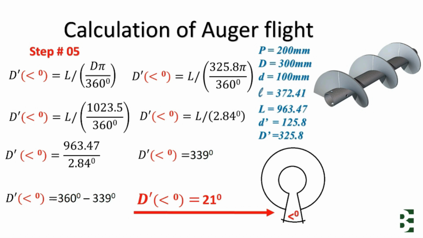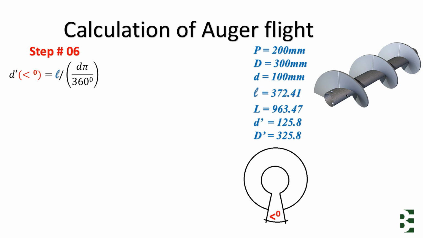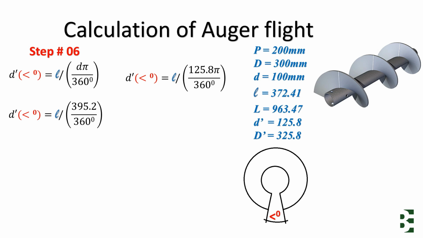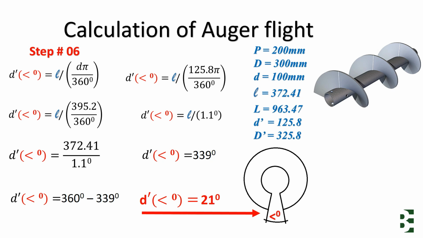And step 6, we will calculate the same thing for the bigger dia and we can verify if both degrees are same, then our calculation is okay. Now the same process, I will put all the values in the formula, circumference divided by 360 and the total length divided by 1 degree, and now you can see the same result, 339 degree, and the same process 360 degree minus 339, and the result is same, 21 degree. And this is our final degree for the cutting before development.